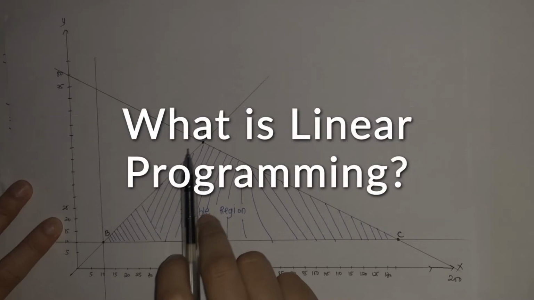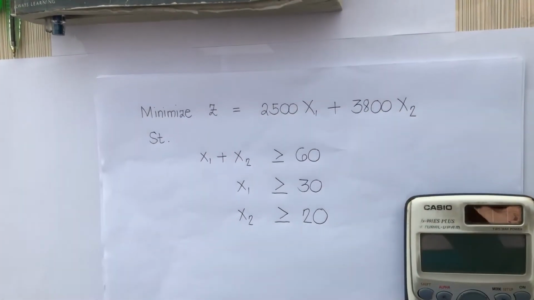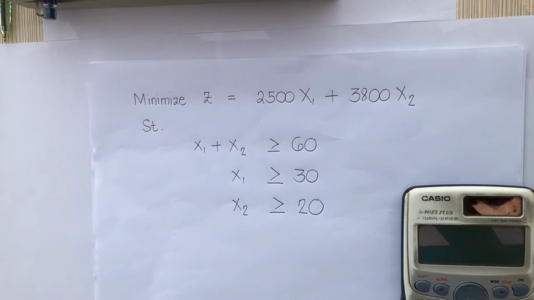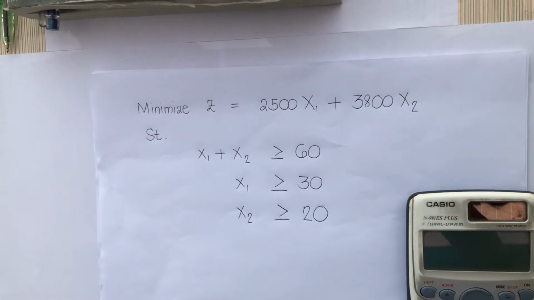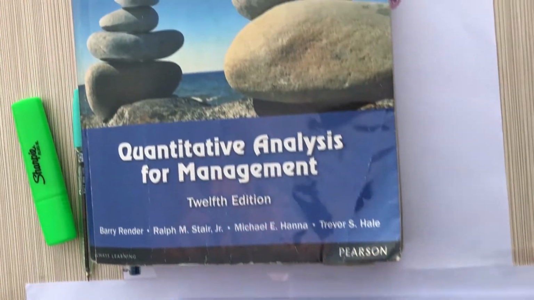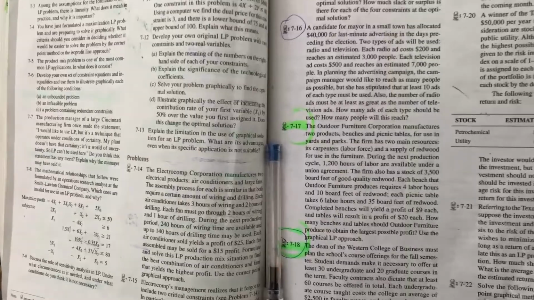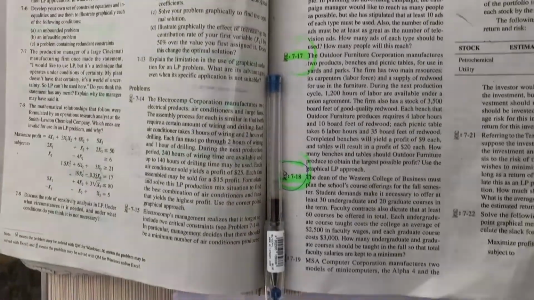Hello everyone. Today we'll be discussing linear programming problems. Linear programming is a widely used mathematical modeling technique designed to help managers in planning and decision making relative to resource allocation. To further explain what linear programming is, we will solve two problems from Quantitative Analysis for Management, Chapter 7, number 16 and number 18, using the graphical method.